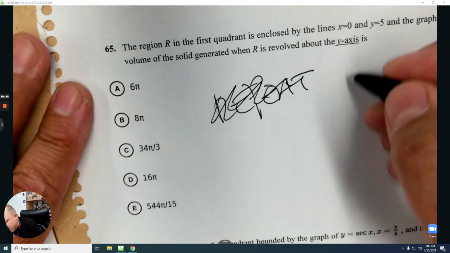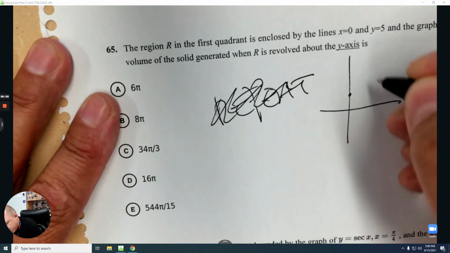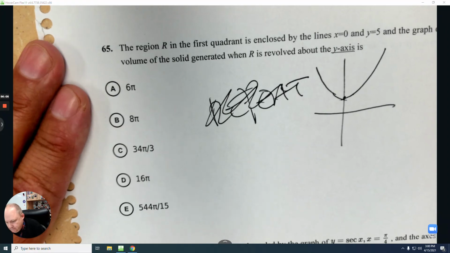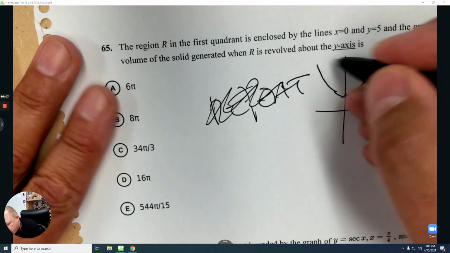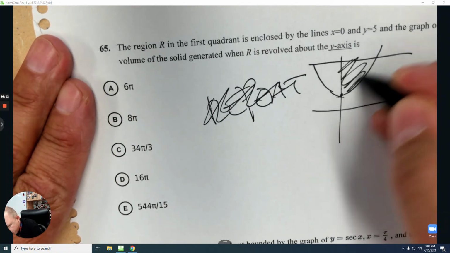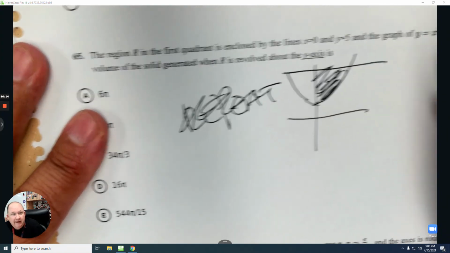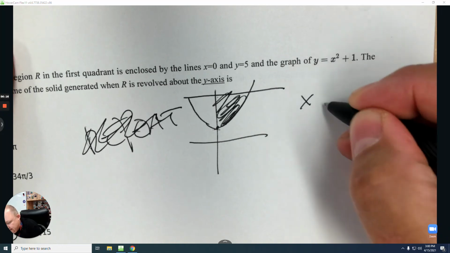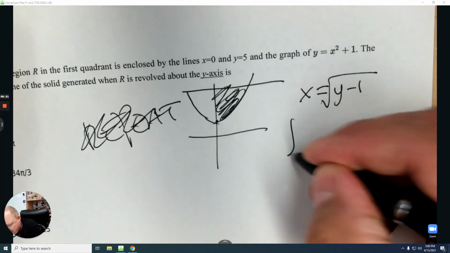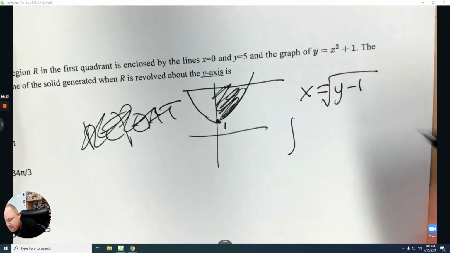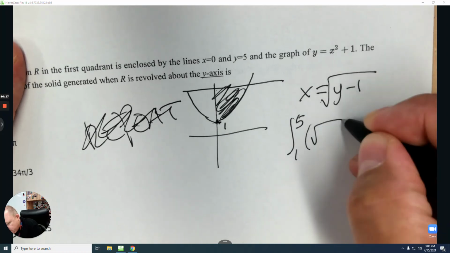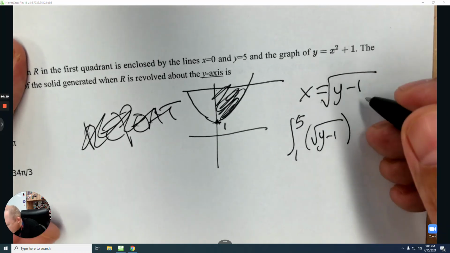So the graph x squared plus 1, line y equals 5, only in the first quadrant. And that's being revolved around the y-axis. So I need to know that x is equal to y subtract 1, and you take the square root. I'm integrating from, this is 1, and it goes up to 5. And it's the square root of y minus 1, and we square it.